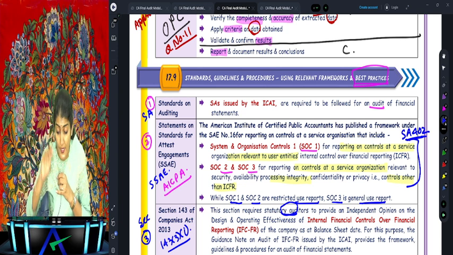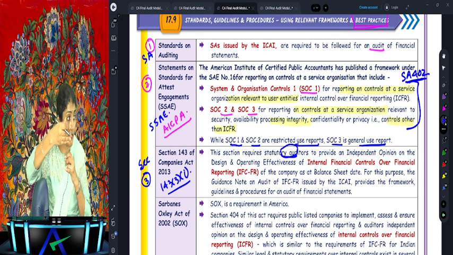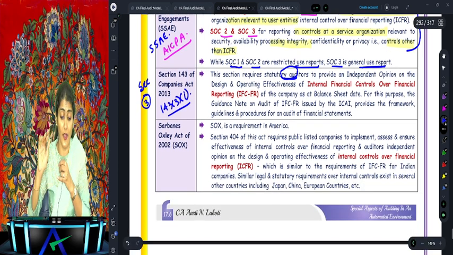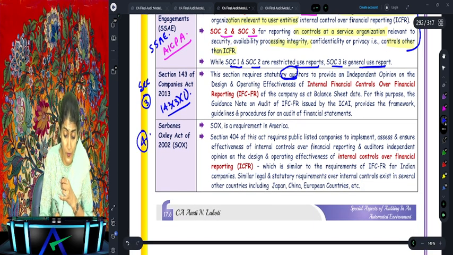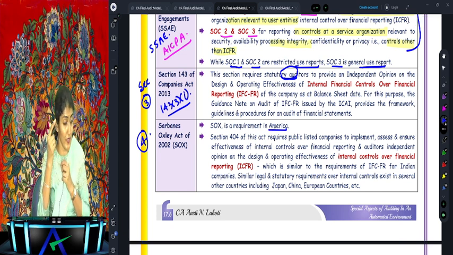Then you have section 143, which has put it on the duty of the auditor that he needs to report on the effectiveness of the internal financial control. Then there is also the Sarbanes-Oxley Act. This is a requirement of America. And we said, no, it is an American law.